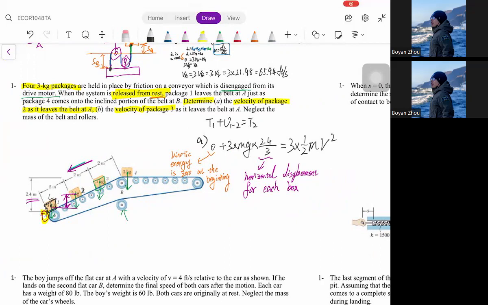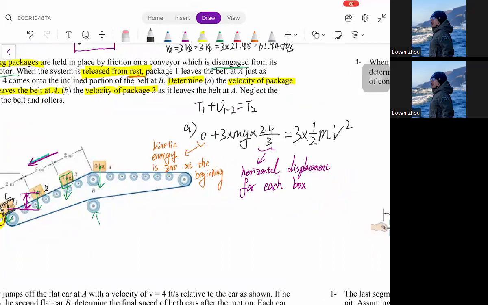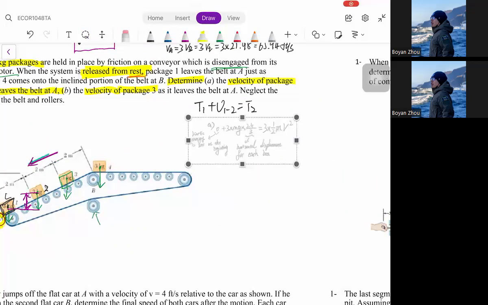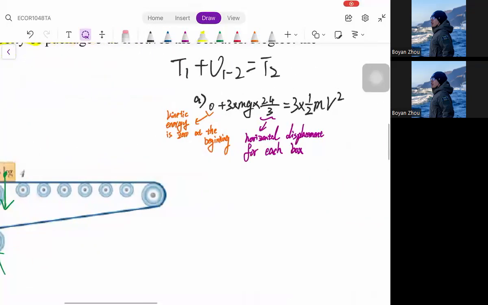Okay, then we can plug in the value. Can I make this one smaller? So it will be 0 plus 3 times the mass. The mass is 3, times gravitational acceleration 9.81, times the height 2.4 over 3, that is 0.8.